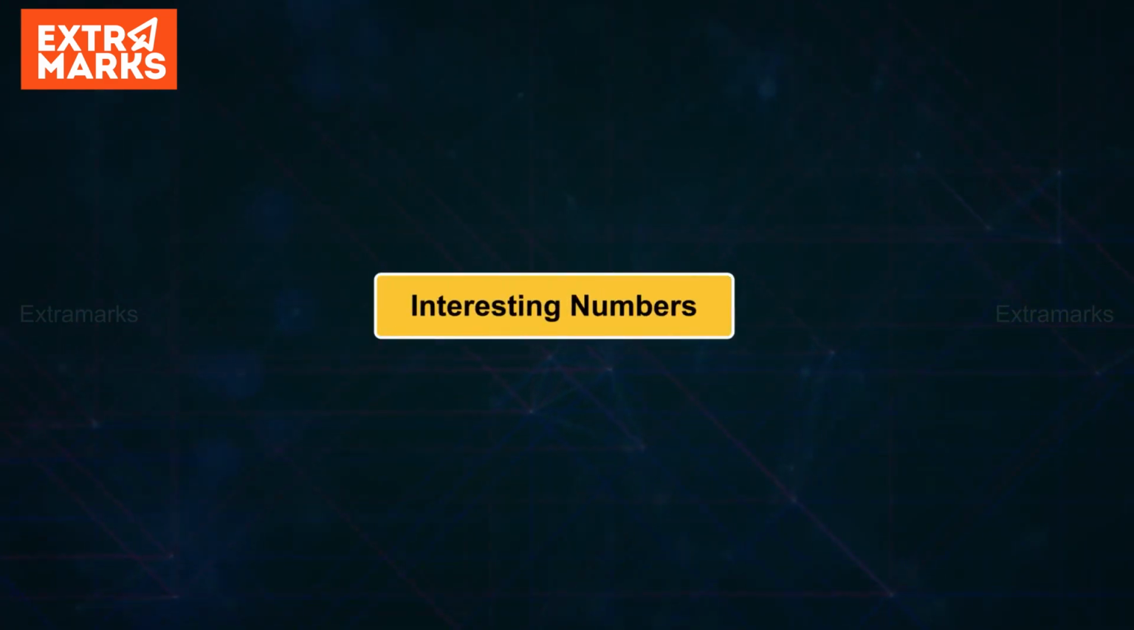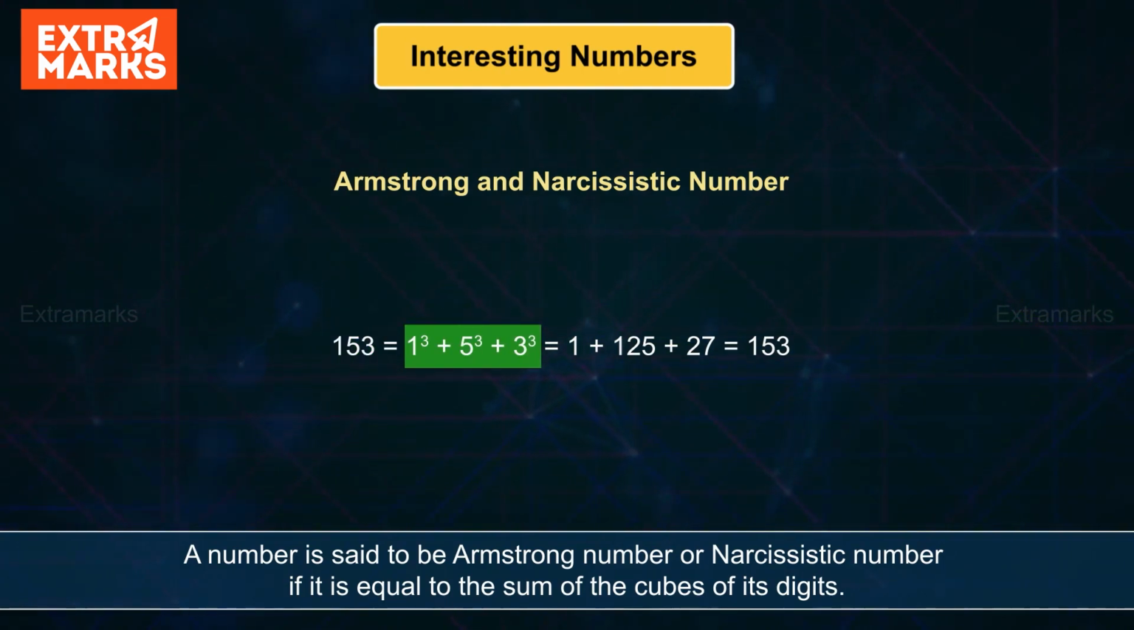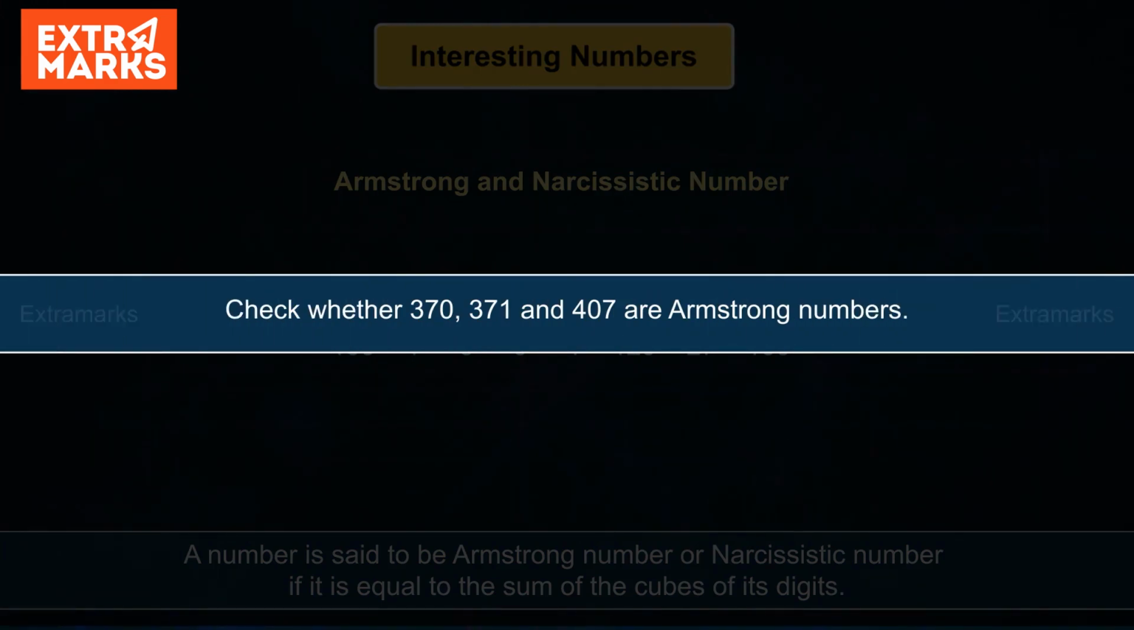Now let us see some interesting numbers. A number is said to be an Armstrong number or narcissistic number if it is equal to the sum of the cubes of its digits. For example, 153 is equal to the sum of the cubes of its digits, which is 1 cubed plus 5 cubed plus 3 cubed. Is it not interesting? Check on your own whether 370, 371 and 407 are Armstrong numbers.